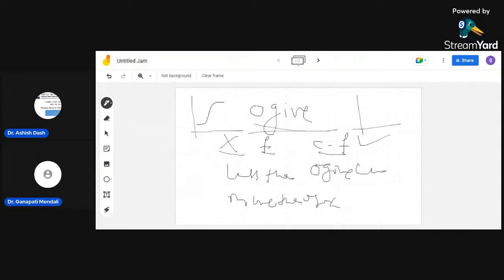Just give me a minute. So this OGIVE you can show like this, and one you can show like this. Okay, so if we plot these two curves, more than OGIVE and less than OGIVE, this middle portion is our median value. So that is all about the usefulness of the OGIVE.